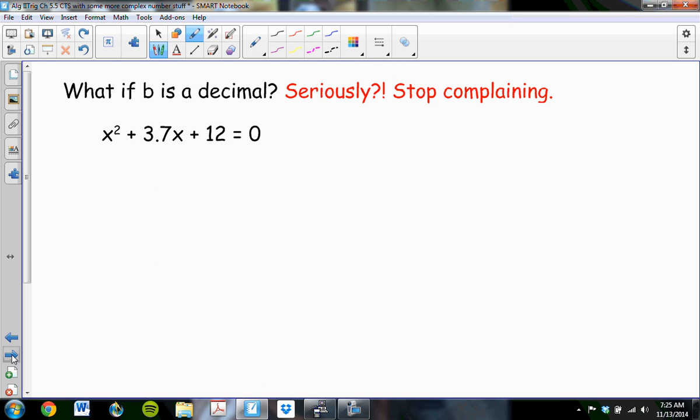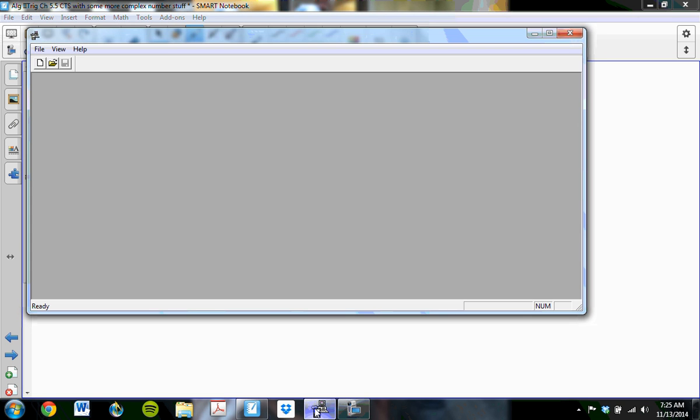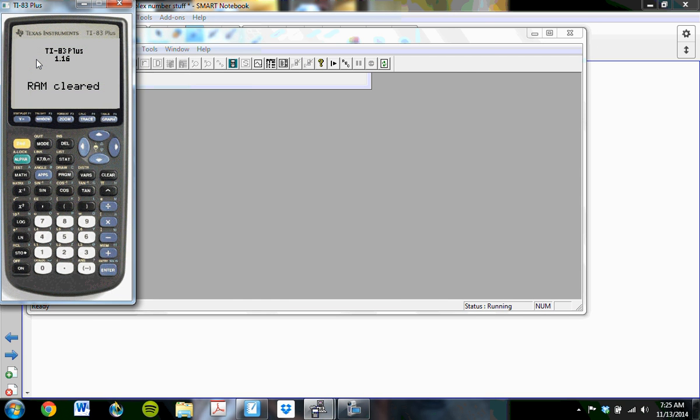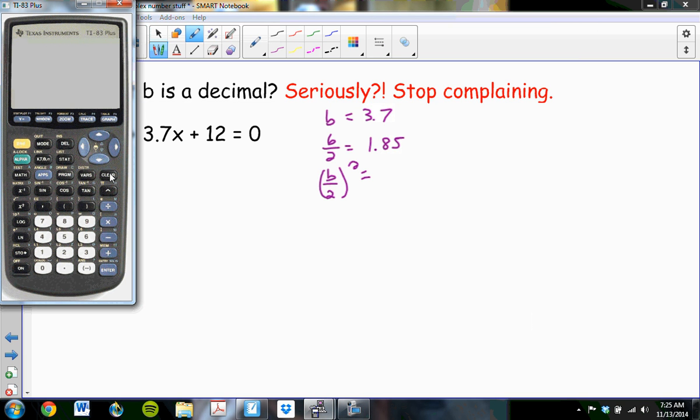Just do 2 more. Here I've got a decimal. Fine, you have decimals, live with it. B is 3.7, so B over 2 is 1.85. So B over 2 squared is whatever 1.85 squared is. 3.7 divided by 2, so make sure I got that right, 1.85. Square that, 3.4225.